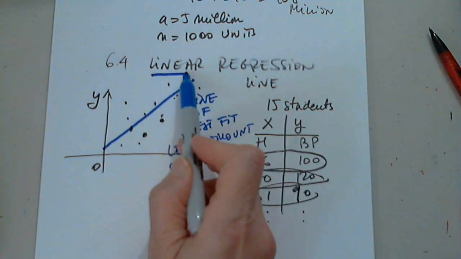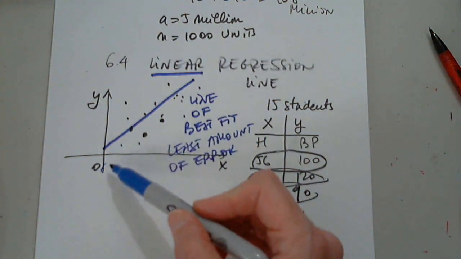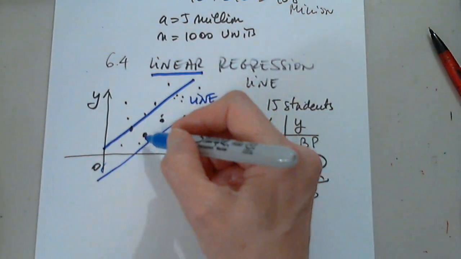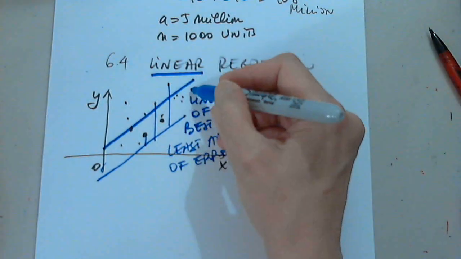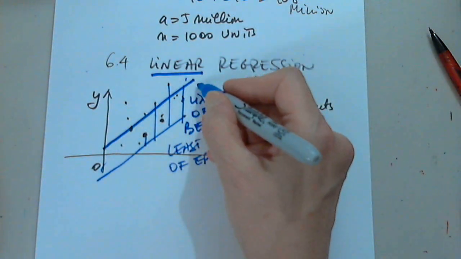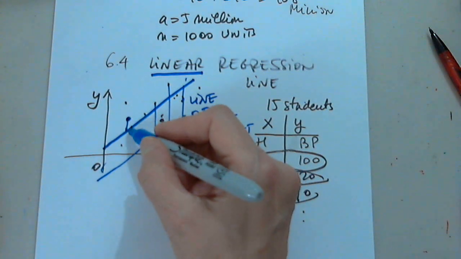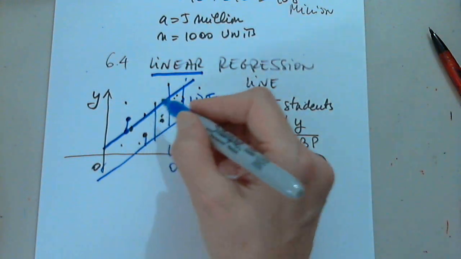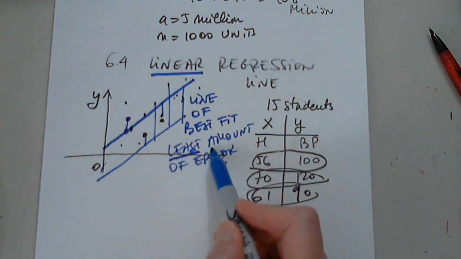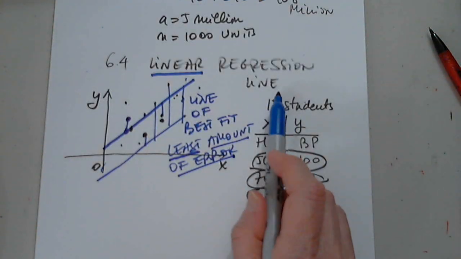There is no line that goes through all these points. It's not possible. But this line is not the best fit because the errors are so big. This is the best line because the errors, the distances between the actual values and the line, are the smallest. So that's why we say the least amount of error. And that line is called the linear regression line.